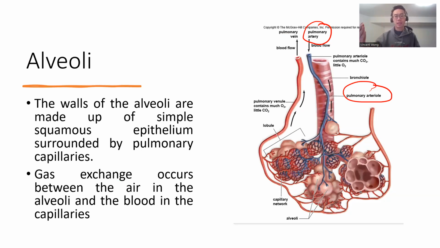The oxygen from the air will go into the blood, and then the carbon dioxide from the blood will go back into the air, and then you breathe it out. Okay. So that's what's happening in the alveoli.